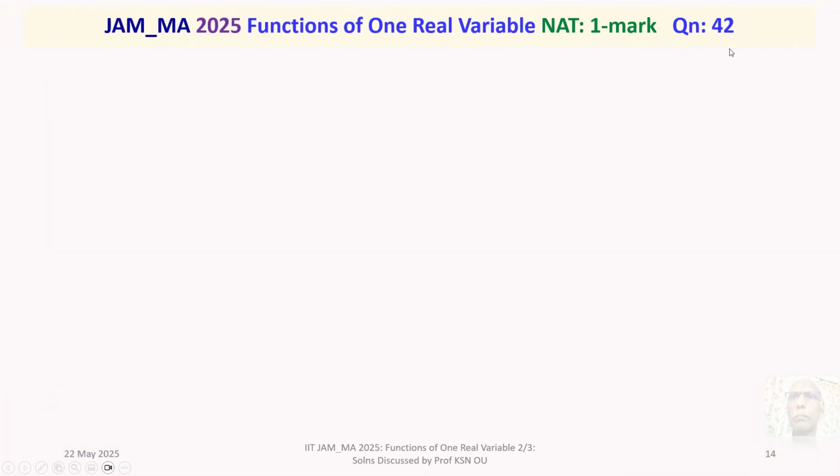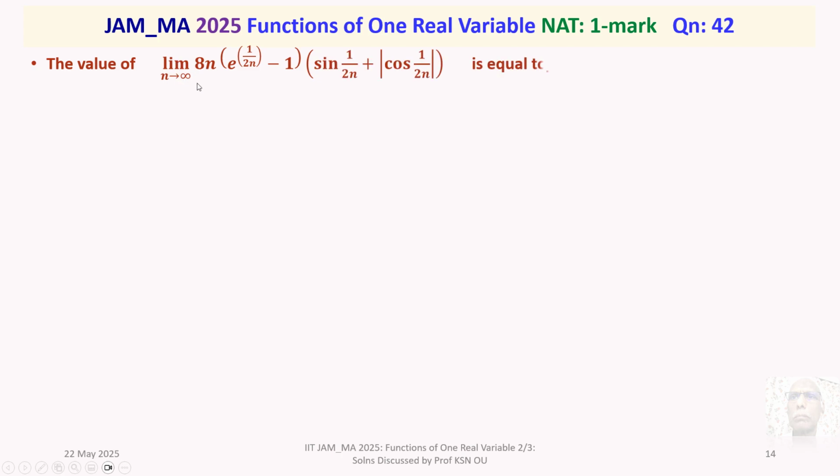Right. This is question number 42, which is a numerical answer type question for 1 mark. Find the value of limit n tends to infinity of 8n in brackets e power 1 by 2n minus 1 multiplied by sine of 1 by 2n plus modulus of cos of 1 by 2n inside the bracket. You have to write down the answer rounded off to 2 decimal places.